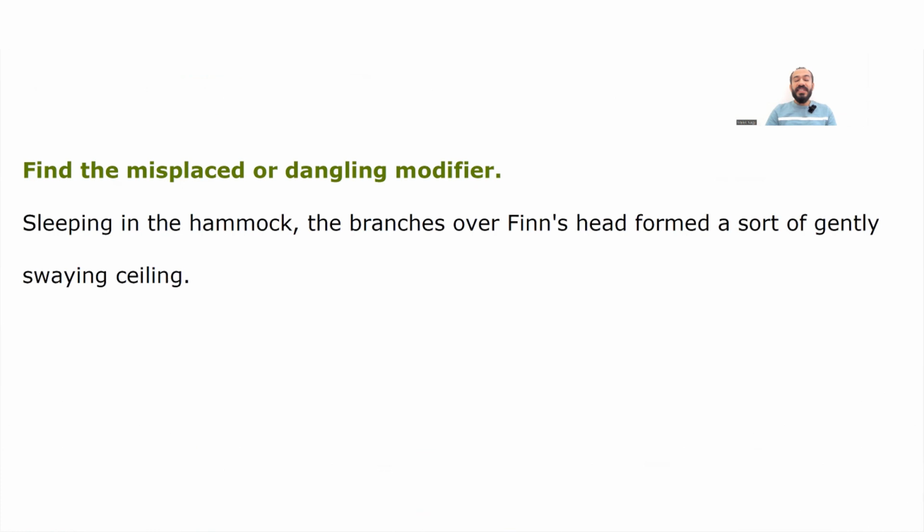Here's another example. That's an example for dangling modifiers, not misplaced modifiers. The example says, "Sleeping in a hammock, the branches over Finn's head formed a sort of gently swaying ceiling." In this sentence, we've got two modifiers: over Finn's head and sleeping in a hammock. The second one, over Finn's head, is located right next to the branches. Are the branches supposed to be over Finn's head? Yes, the branches are over his head. That's fine.